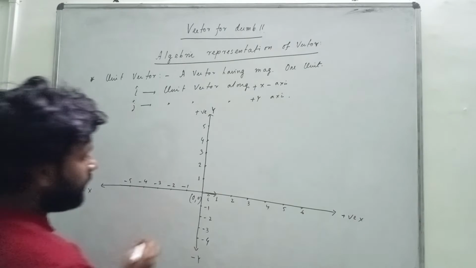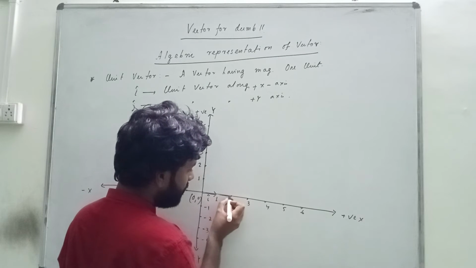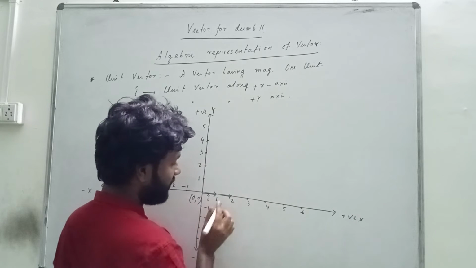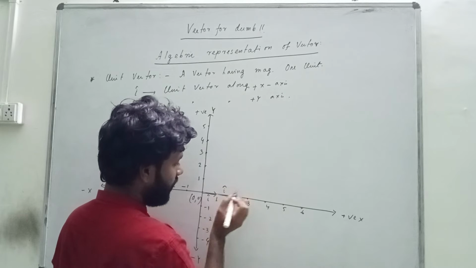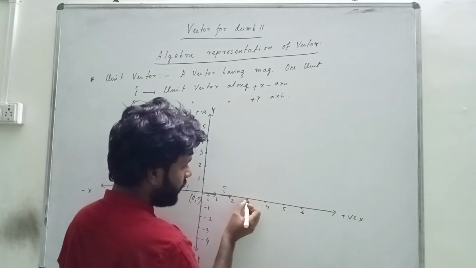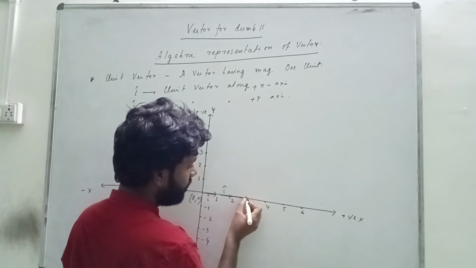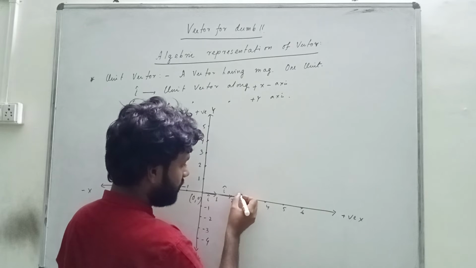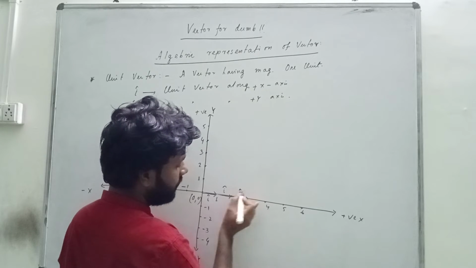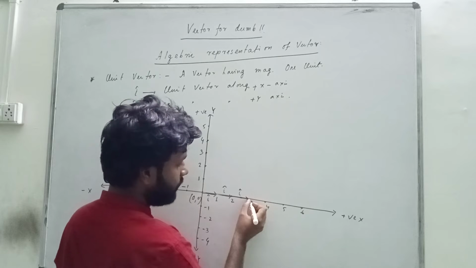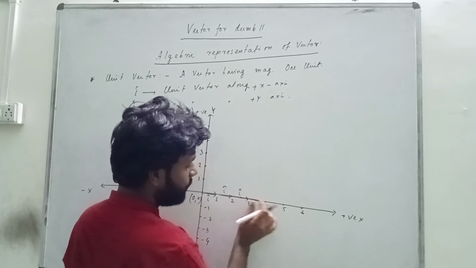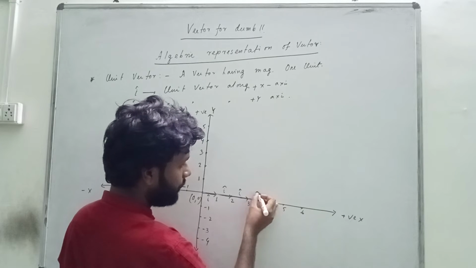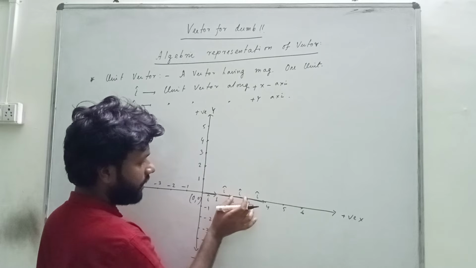Similarly, from 1 to 2 is obviously 1 unit along the positive x, so it is I cap. From 2 to 3 it is 1 unit, one step along the positive x-axis, so it is I hat. And from 3 to 4, just one step, the positive x-axis is I cap. It is I cap, I cap, I cap.